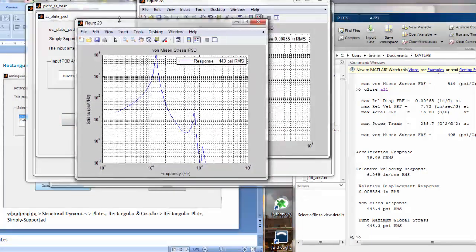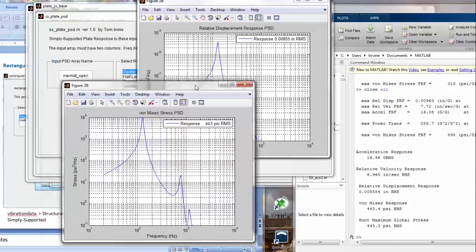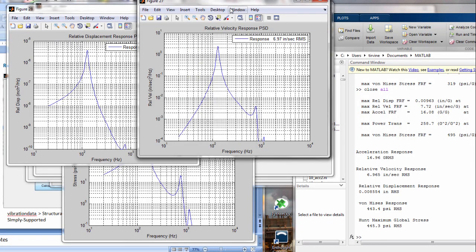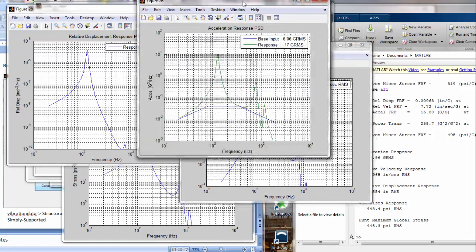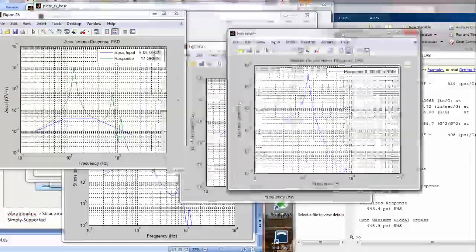Okay, so here is the von Mises stress PSD at the center of the plate. So psi squared divided by hertz, that's a stress PSD versus frequency in hertz. And the overall response is 443 psi RMS. Then we also have our relative displacement PSD, inches squared per hertz, versus frequency in hertz. We've got a relative velocity PSD, inches per second squared per hertz versus frequency in hertz. And we have our acceleration response PSD. Maybe I need to arrange these in some sort of order that makes sense.